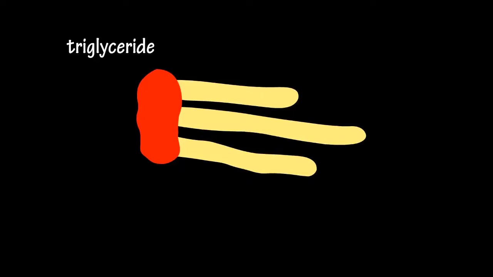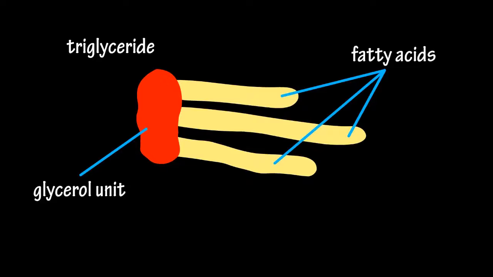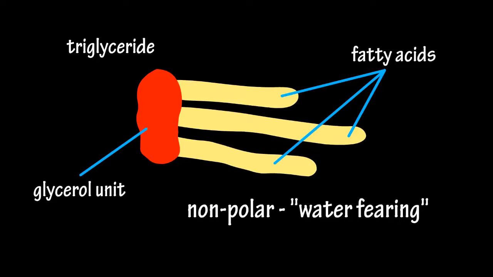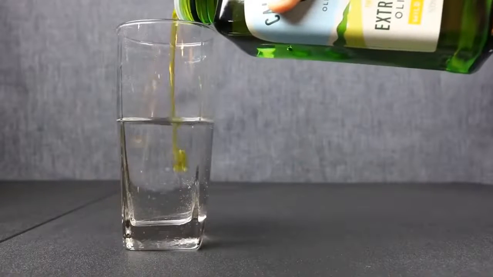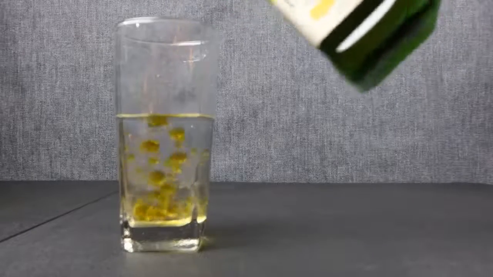Well, the main types of fats that we get from foods are triglycerides. So in this video, we're going to take a very basic look at how our bodies digest and absorb these molecules. A triglyceride consists of a glycerol unit and 3 fatty acid chains. Triglyceride molecules are nonpolar molecules, meaning they don't mix with water, so they're hydrophobic or water-fearing, so to speak.